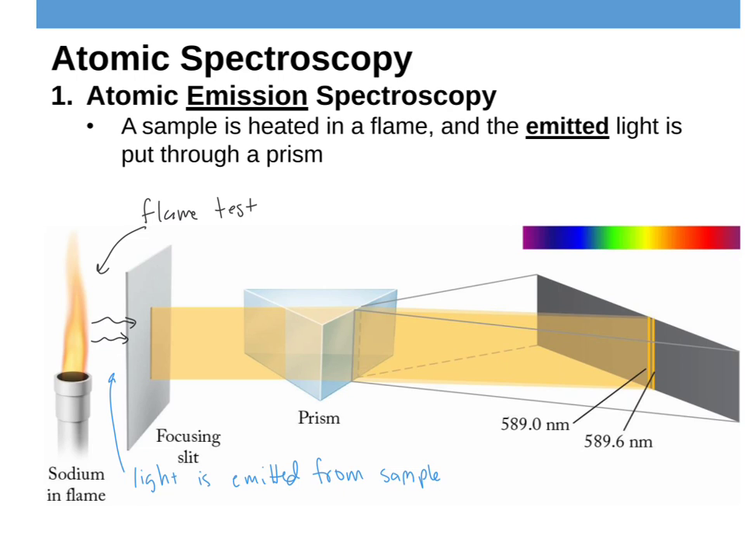Right? It's coming from a source. The hot element is that source. So the idea here is that light comes from the compound being heated up in a flame, goes through a slit to kind of focus it, and then you just put it through a prism and you see what light is coming out of it, right?